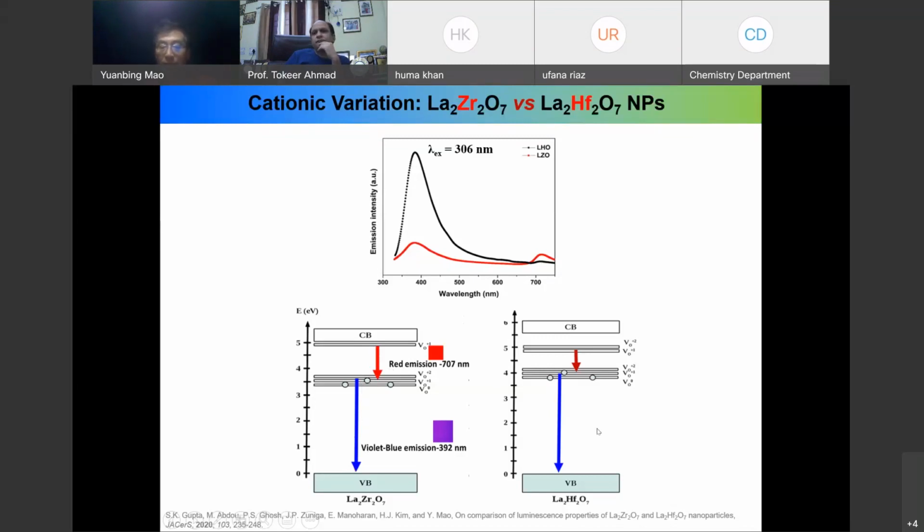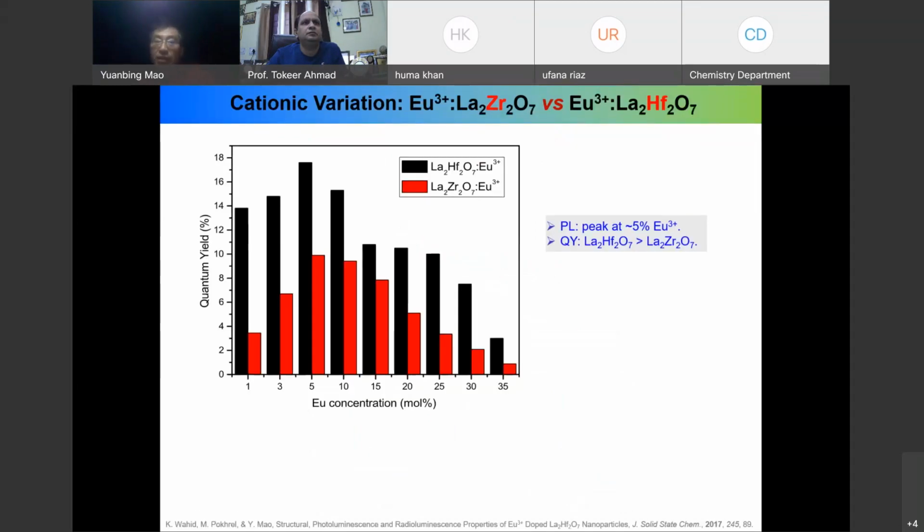But for lanthanum hafnate, yes, there are also oxygen vacancies in the band gap. But then, there are two peaks as well. This peak is at a much longer wavelength, so with the instrument we have, we couldn't observe it. That's what we obtained.